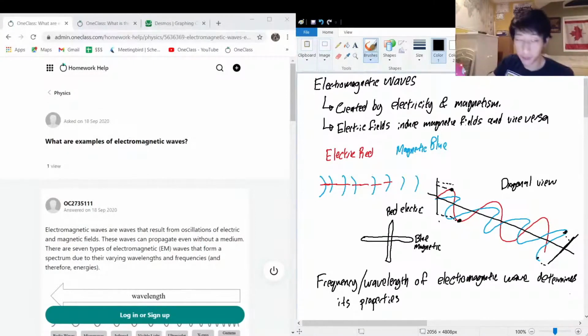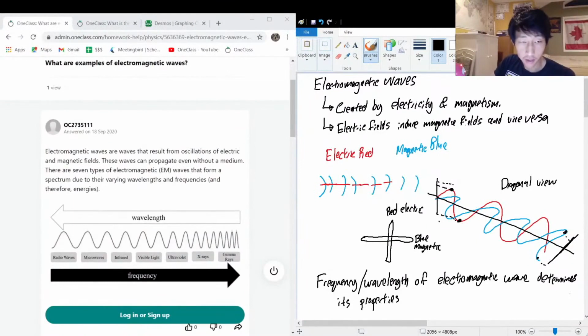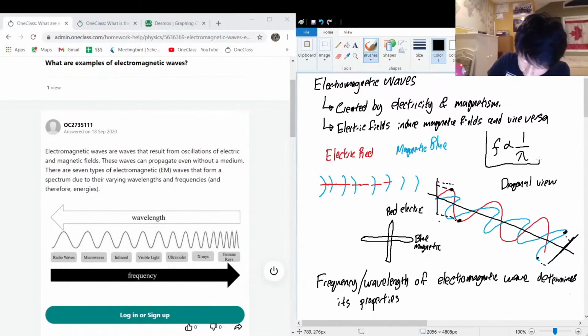Okay, so here, very conveniently, we have a little spectrum diagram of different types of electromagnetic waves and how we can interact with them. So at low frequencies, big wavelength, because they are inversely proportional to each other. So we can write that as frequency is proportional to 1 over wavelength. They're proportional to each other in an inverse sense.